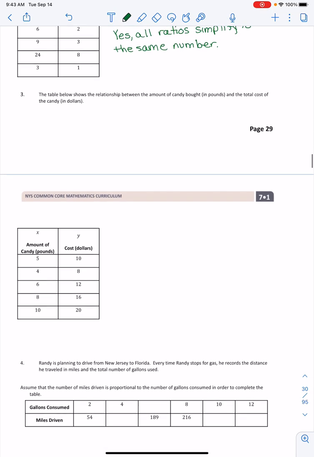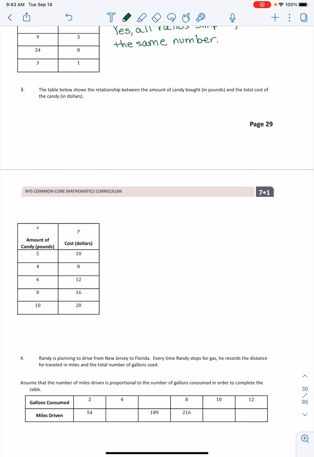The next one, and I apologize, it goes on to the next page, says the table below shows the relationship between the amount of candy bought in pounds and the total cost of candy in dollars. So here we have y over x, and we have cost over candy, well, over pounds actually, so we'll say pounds.